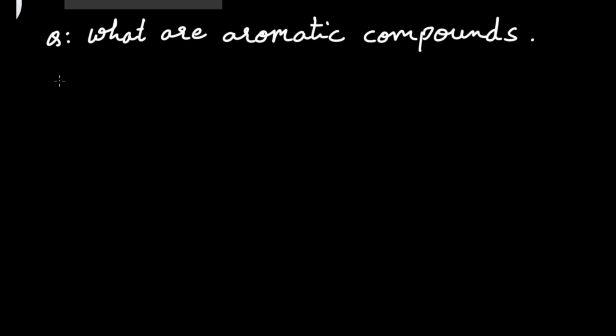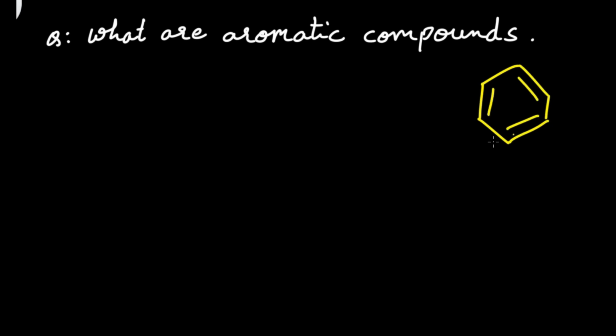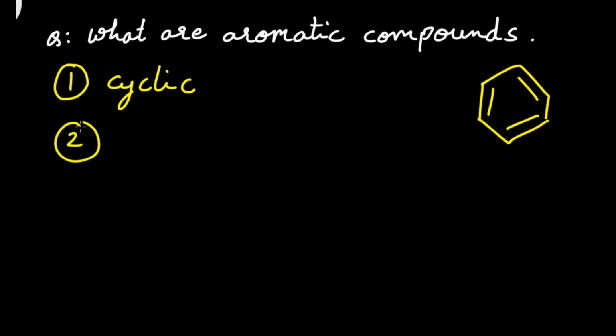Let's start with the first condition. First of all, let's make the diagram of benzene, the parent aromatic compound, right? Now this is the structure of benzene, right? Now this is 100% aromatic, we know that. From this molecule aromatic compounds started. Now the first condition that tells us whether a compound is aromatic or non-aromatic is the compound should be cyclic. The compound should be cyclic. Benzene is cyclic, yes.